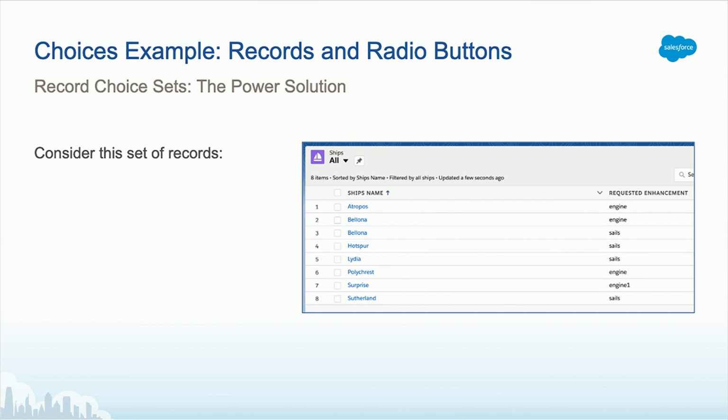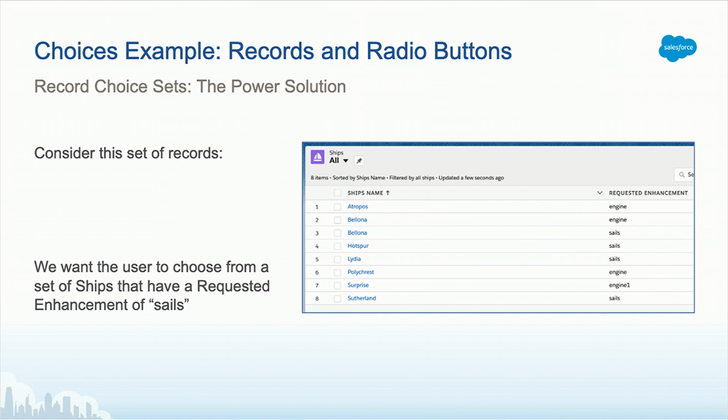Another pair to feature: radio buttons and record choice set. Record choice set's probably the most powerful of the different ways that you can create choices because it lets you work with records. And so often what you're trying to do is grab some subset, some filtered group of records and get the user to pick one. So in this case, I've got some ship objects, and let's say that we want the user in the flow to pick a ship. You want them only to pick a ship that has a requested enhancement of sales.